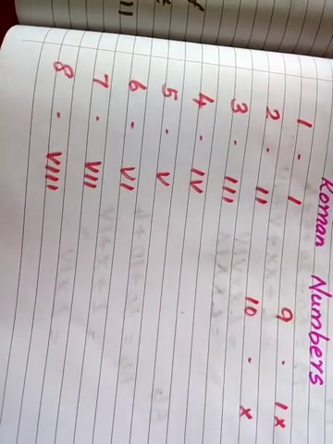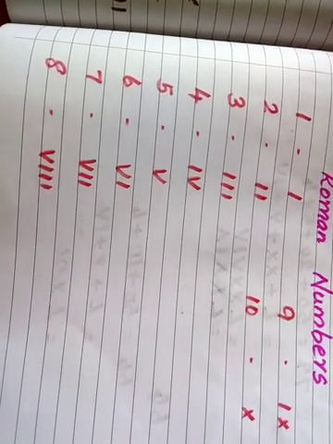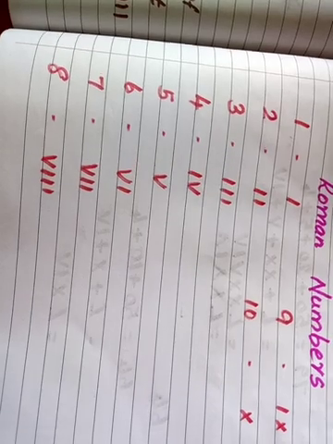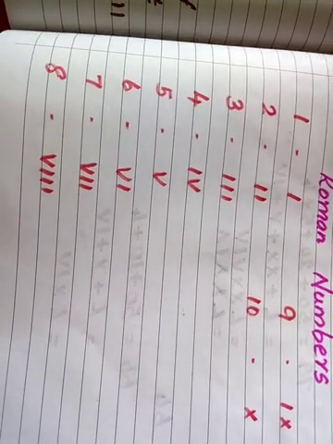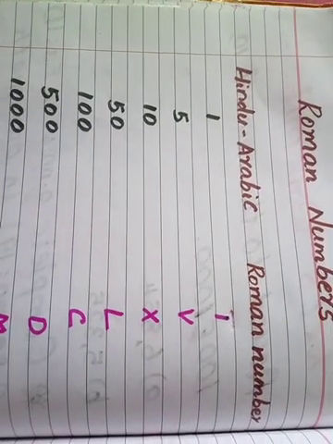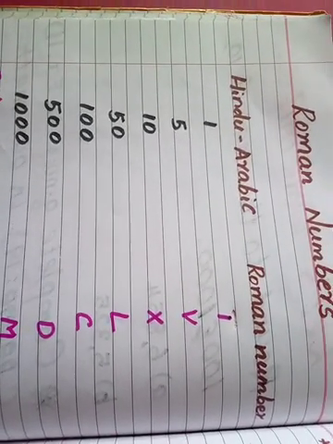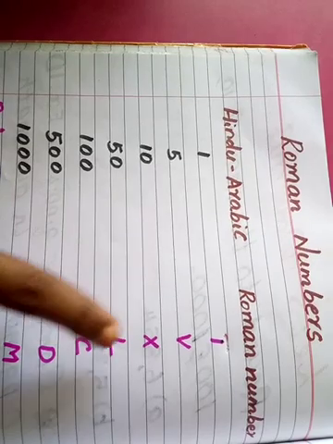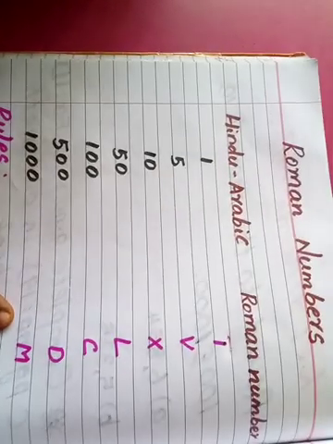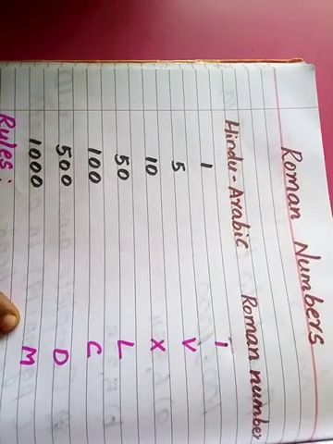And in Roman numerals we don't have the digit 0, so we don't have any symbol for 0, as well as they don't use any place value system. Now these are the basic 7 symbols that are used in Roman numerals to form the numbers.